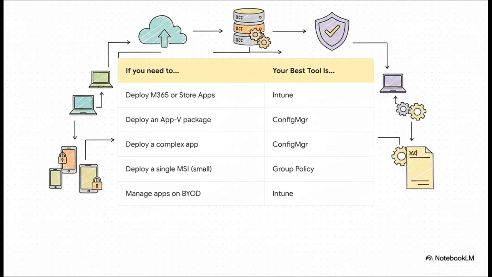Here's your cheat sheet. If you're deploying cloud apps like Microsoft 365, you're going to use Intune, no question. Got an old App-V package or a super complicated installer with dependencies? Config Manager is your only real answer. Just need to push a single, simple MSI to a small on-prem network? Yeah, group policy can handle that just fine. And for that modern challenge of BYOD and personal devices, that is 100% Intune's territory.